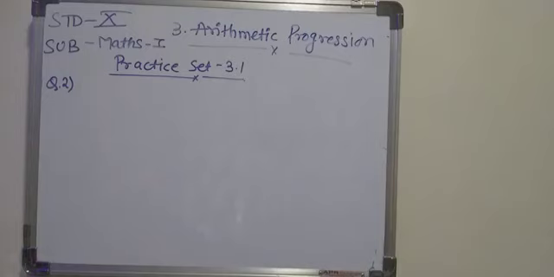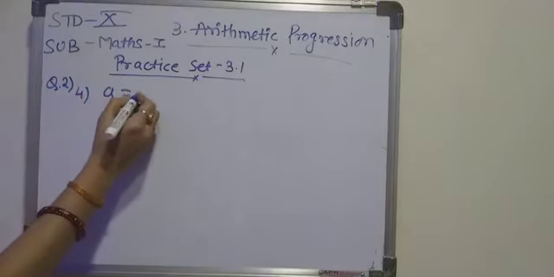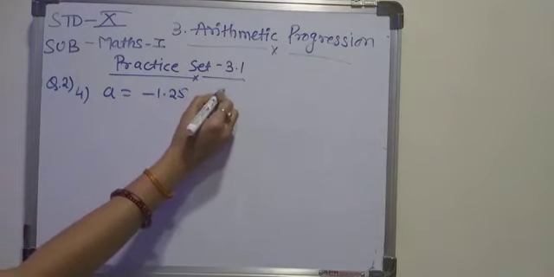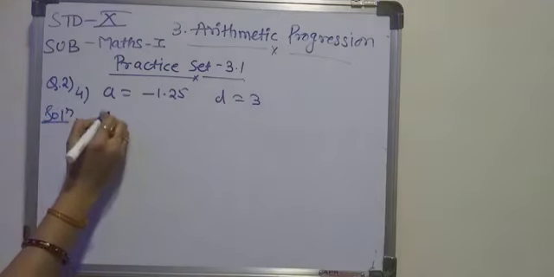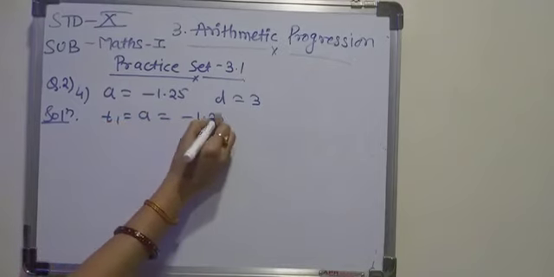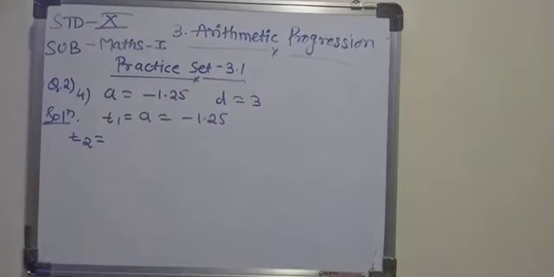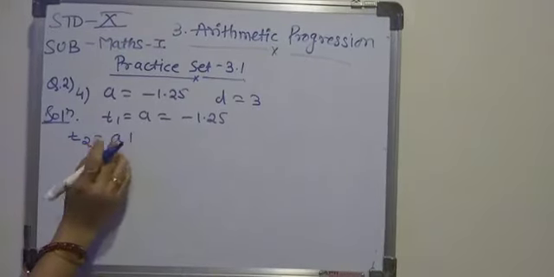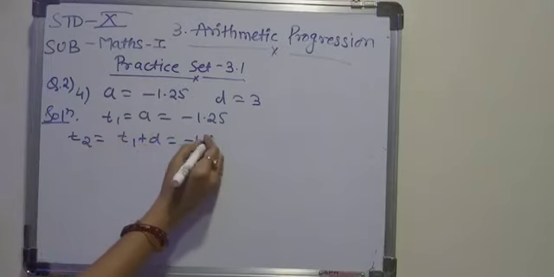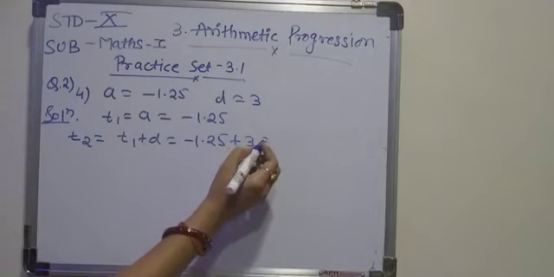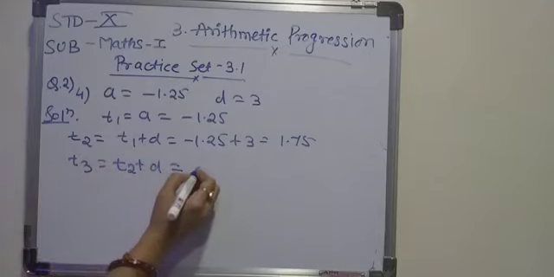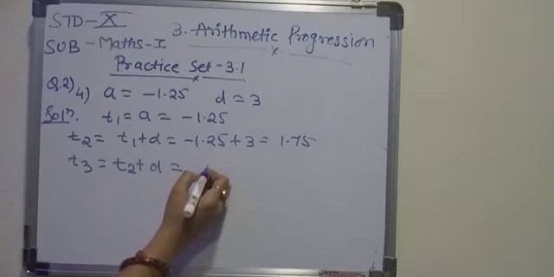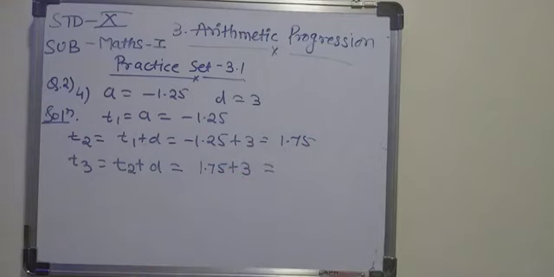Just solve the fourth one. In the fourth one, they have given you A is minus 1.25 and your difference is 3. So your first term, A, is minus 1.25. Your second term is T1 plus D, which is minus 1.25 plus 3, equal to 1.75. Next for T3, you do T2 plus D, which is 1.75 plus 3, equal to 4.75.